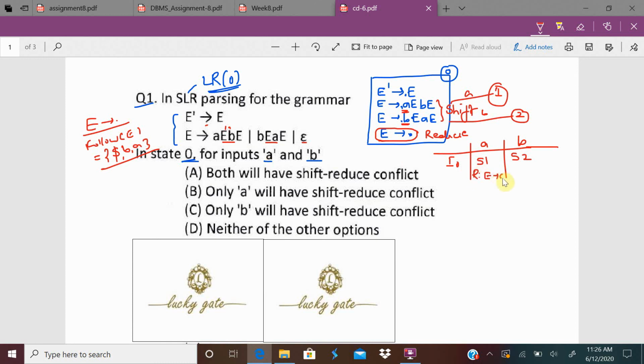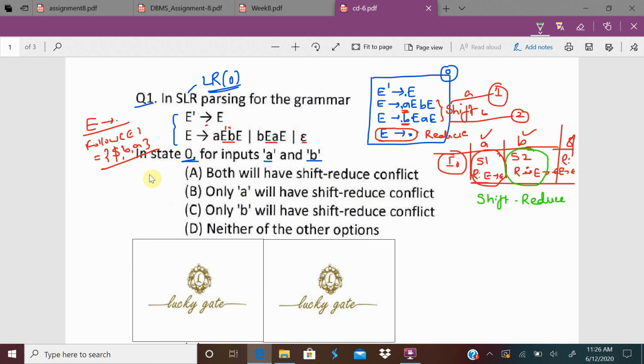Reduce E tends to epsilon on A, reduce E tends to epsilon on B, and it should also be done on dollar. Reduce E tends to epsilon, it should be written. That means in item 0, in state 0, on input A and on input B, we have one shift action as well as one reduce action. One shift and one reduce. It is called in an SLR parser a shift reduce conflict.